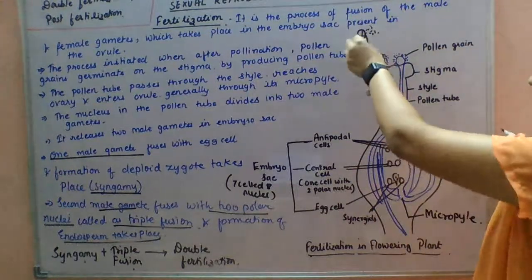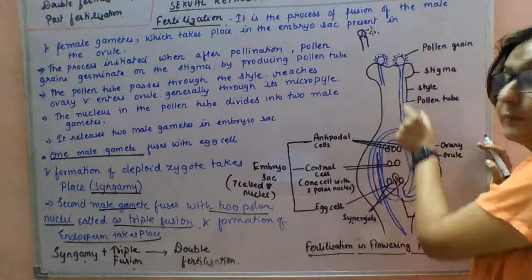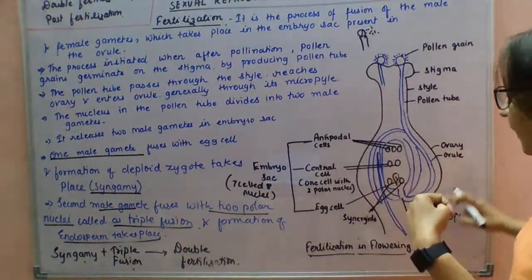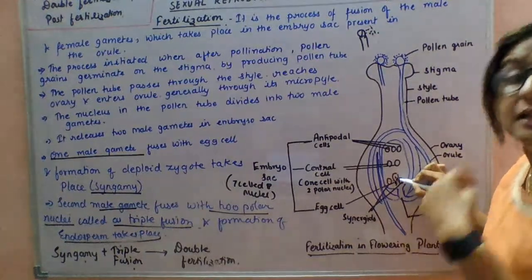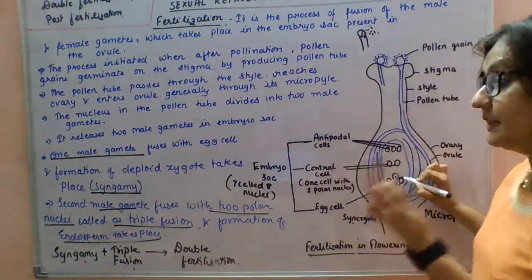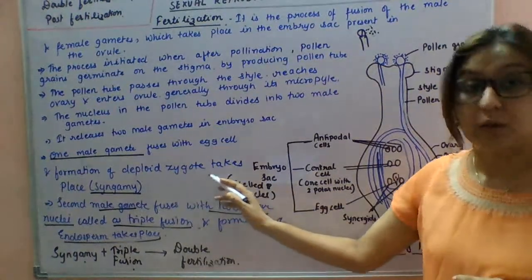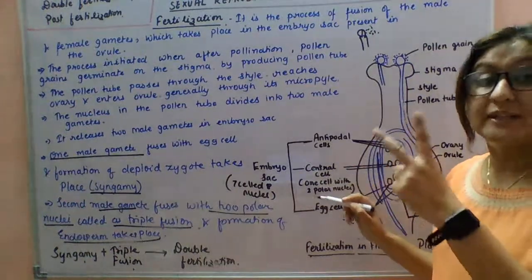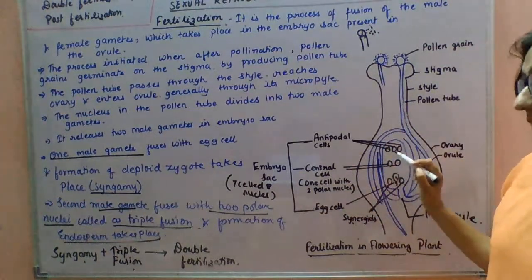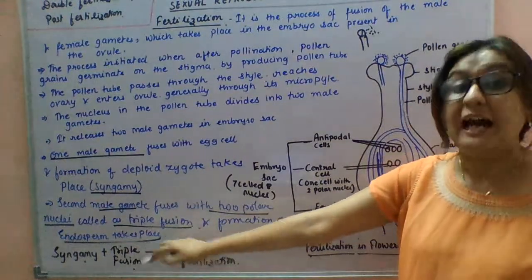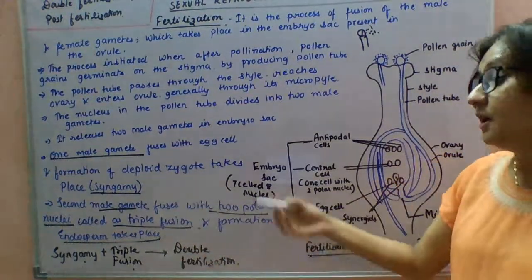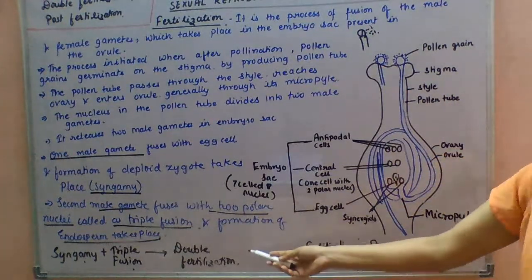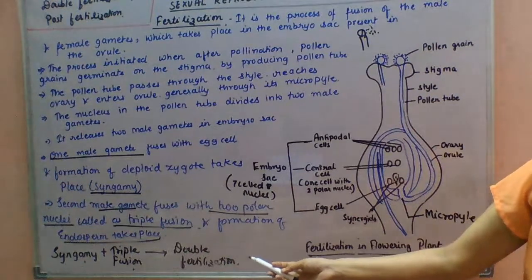When the pollen grains stick to the stigma, they form the pollen tube, and along the style they release two male gametes. The first male gamete fuses with the egg cell. This process is called syngamy, and they form a diploid zygote. The second male gamete fuses with the central cell, or the two polar nuclei, and the formation of endosperm takes place. Endosperm provides nutrition to the developing zygote. Hence the fertilization is taking place twice. That's why it's called double fertilization.